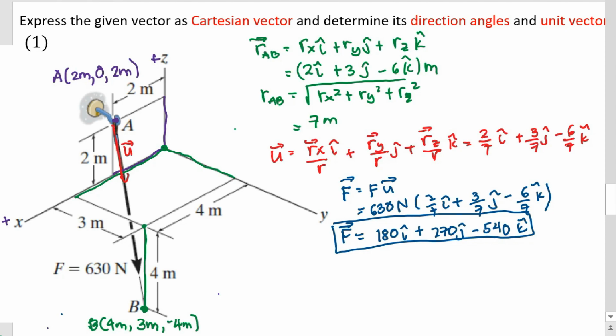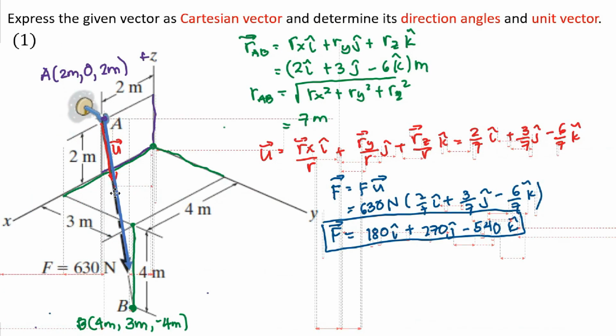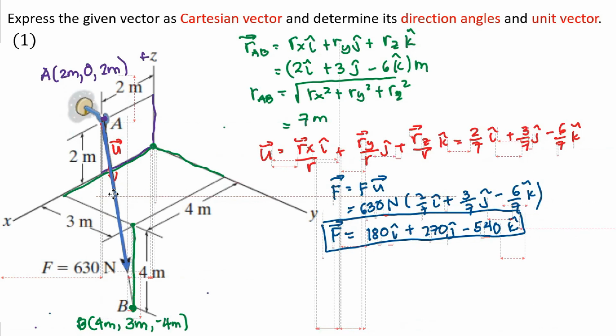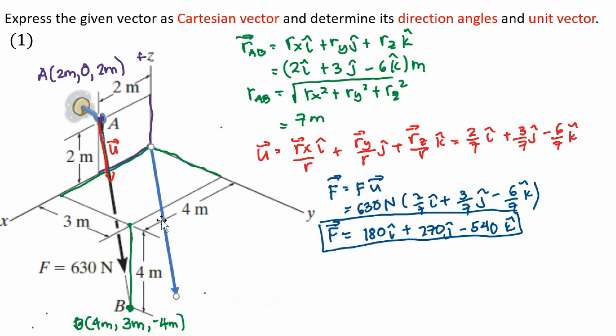Since we are also asked to find its directional angles, we will find alpha, beta, and gamma. Usually, we see that as all angles coming from its positive axis. To see it better, I will move this vector. I will draw a line here to our force vector, and I will move this into this position so our vector starts from the origin. Okay, so this is now our force vector, which is this.